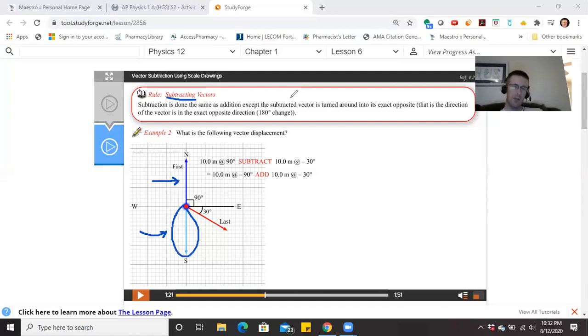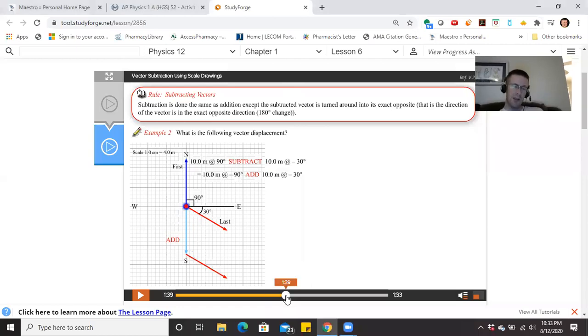Okay, so if we keep going forward, you can see that we're doing the same kind of technique. We took our red vector, and then we drew it coming out of the arrowhead of the first vector, okay? Just like we talked about a few minutes ago. So because these two vectors are connected end to end, we can draw the resultant vector from the starting point of the first vector going all the way to the ending point of the second vector.